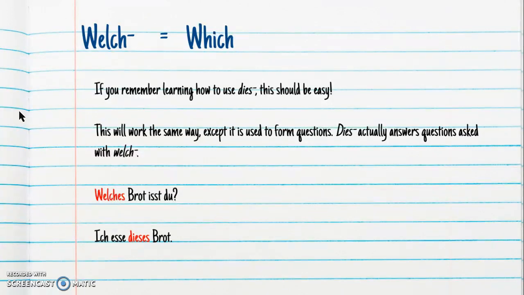So if you remember how to use these, this should be relatively easy because it works pretty much the same way. Now we are going to be writing questions with welch, whereas most of the time we were giving answers or writing statements with dies. So here's an example. Welches Brot isst du? Ich esse dieses Brot. So which bread are you eating, or which sandwich are you eating? I am eating this bread or this sandwich.